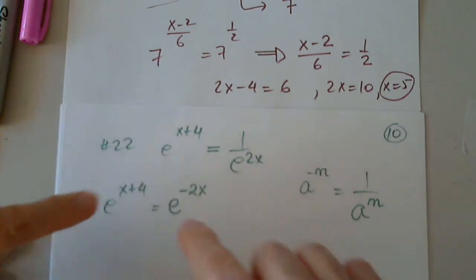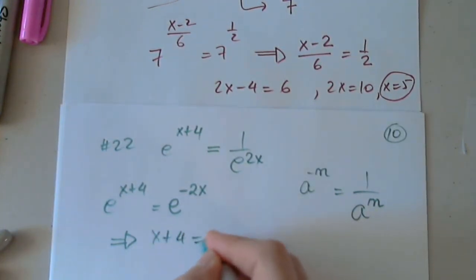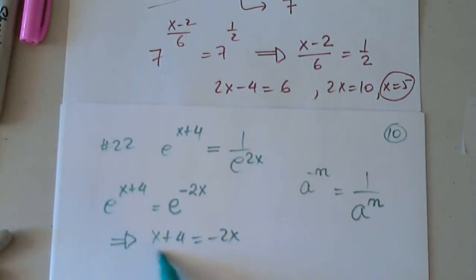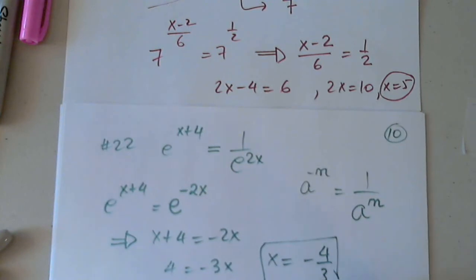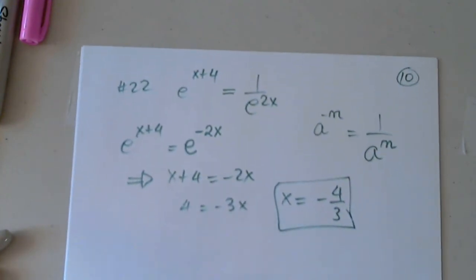Two numbers are equal and they have the same base. What has to happen? You have to set the exponents equal to each other. X plus 4 equals negative 2x. Let's say I move x to the other side, I get negative 3x. So x equals negative 4 over 3. Now the next set of 23 to 48 requires more work, simply because the two bases will not be the same and we cannot make them the same. But we have a cure for that too.